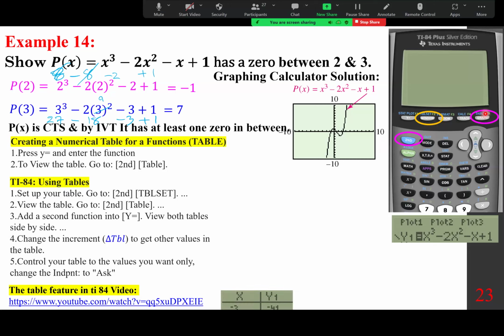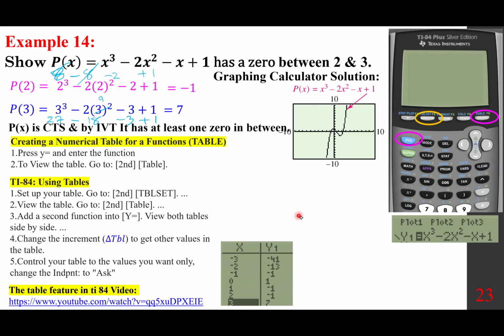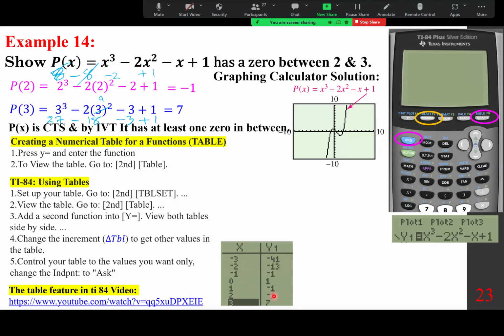And second table. When you do that, you put those numbers. When you look at 2 and 3, for example, 2 has a negative value, 3 has a positive value, so in between, because of IVT, there has to be a 0 in between. Here's the picture of how you set up the table.